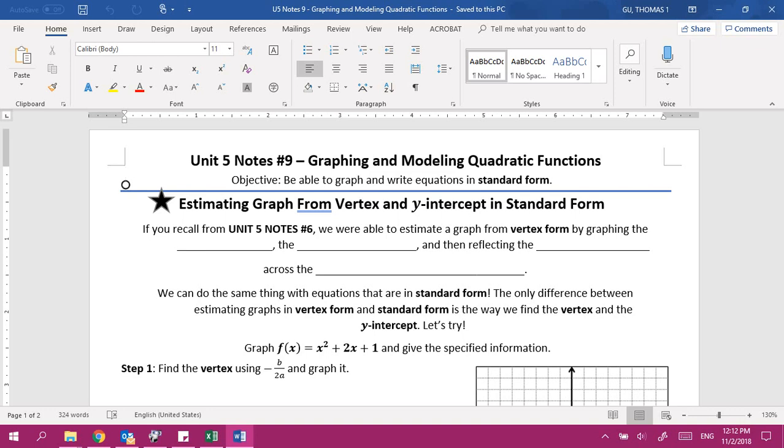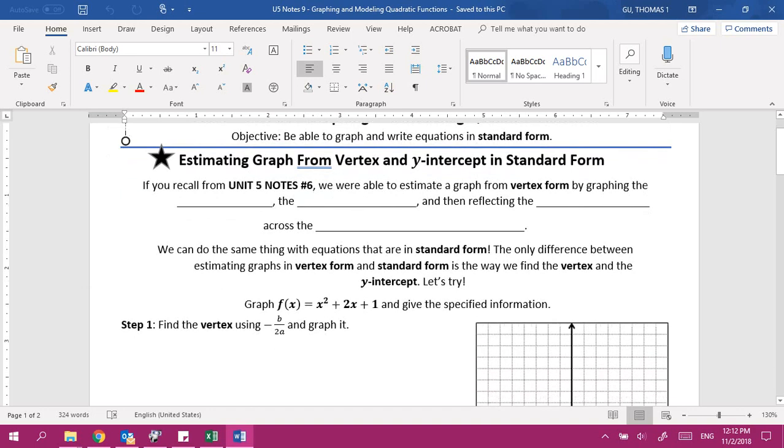Today's going to be about graphing and writing, or modeling, quadratic functions in standard form. The concept on the front, graphing through standard form, is very similar to estimating graphs from vertex form, so we're only going to go over this briefly. Take a look right here: estimating a graph from the vertex and y-intercept in standard form. So pretty much the answer is right there.